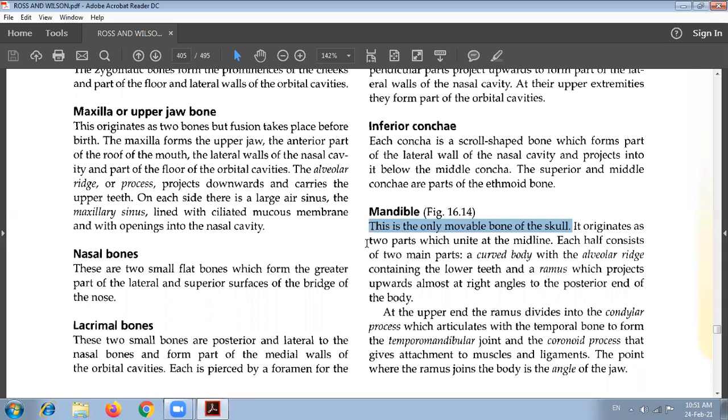It originates as two parts which unite in the midline. Each half consists of two main parts: a curved body with an alveolar ridge containing the lower teeth, and the ramus, which projects upward almost at right angles to the posterior end of the body. At the upper end, the ramus divides into the condylar process, which articulates with the temporal bone to form the temporomandibular joint, and the coronoid process, which gives attachment to muscles and ligaments. The point where the ramus joins the body is the angle of the jaw.